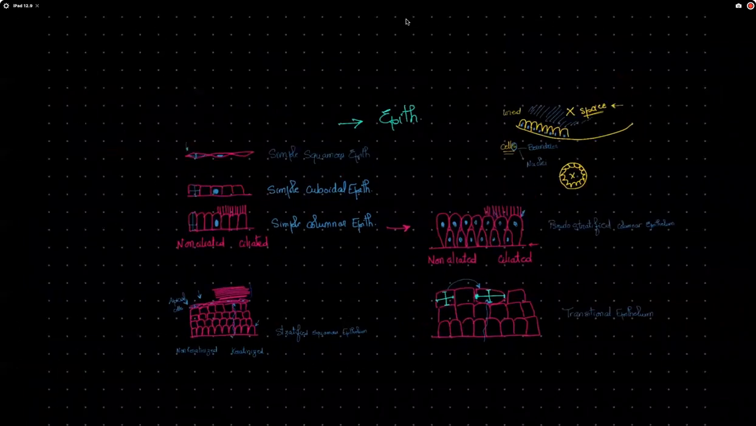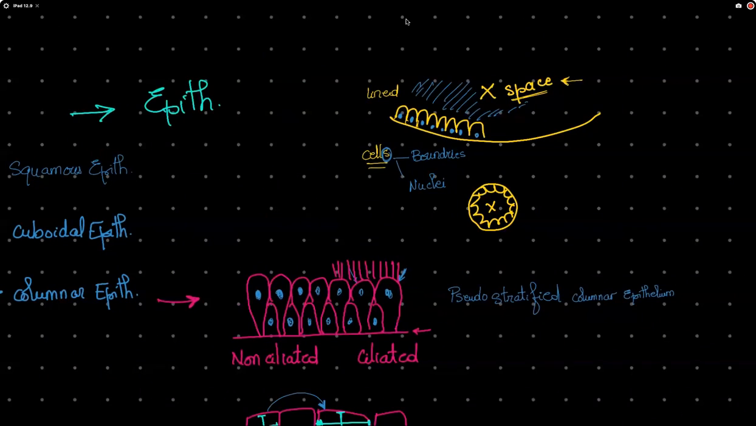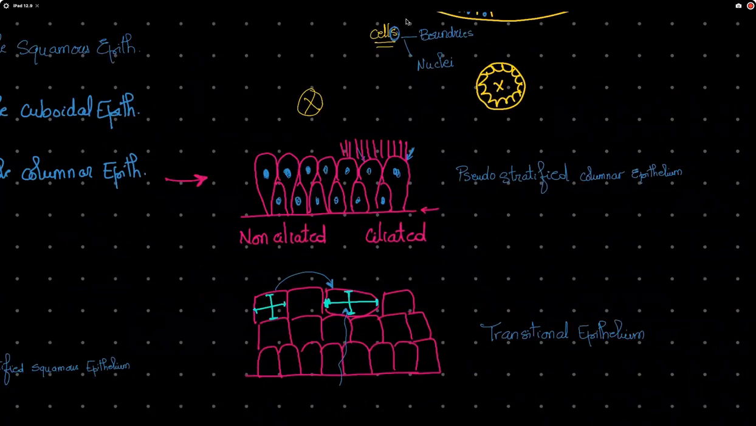All right, so again, how did I know that this is epithelium in the first place? You need to see that you've got a space that you are lining with those cells.